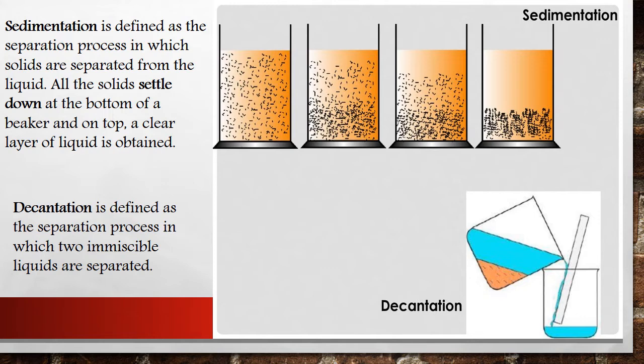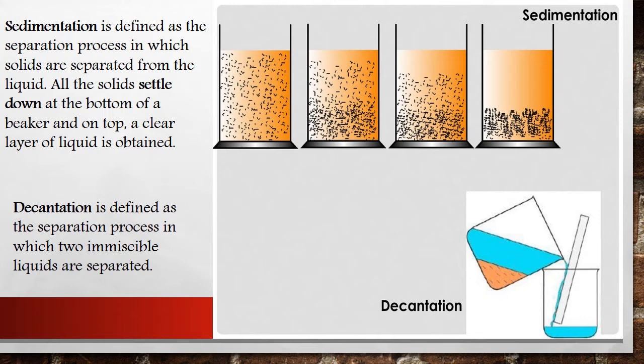Sedimentation is defined as the separation process in which solids are separated from the liquid. All the solids settle down at the bottom of a beaker, and on top a clear layer of liquid is obtained. As in the picture, this process happens when we leave the liquid undisturbed for some time. At the end the insoluble impurities settle down at the bottom. After sedimentation, the next process would be decantation.